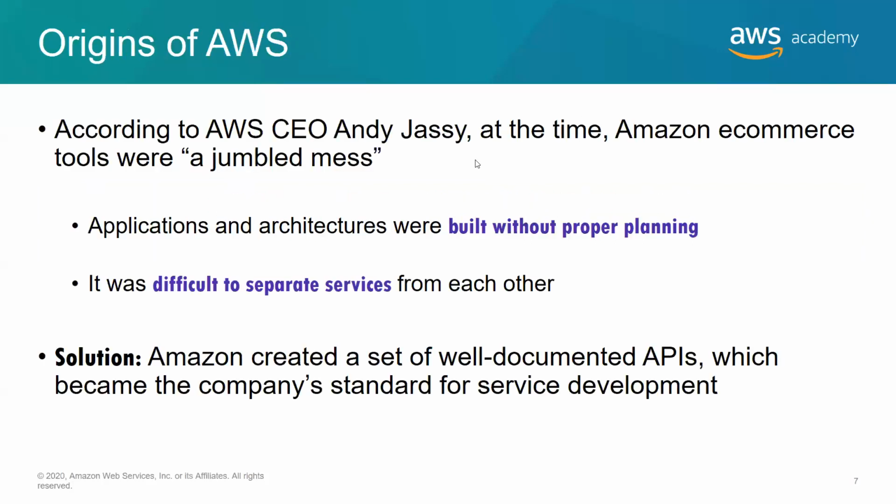According to AWS CEO Andy Jassy, at the time Amazon's e-commerce tools were a jumbled mess. The application architectures were built without proper planning, and it was difficult to separate the services from each other. They created a lot of services but were not able to separate them. So the solution: Amazon created a well-architected, well-documented set of APIs, which became a company standard for service development.